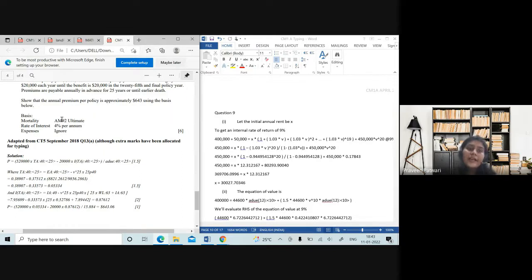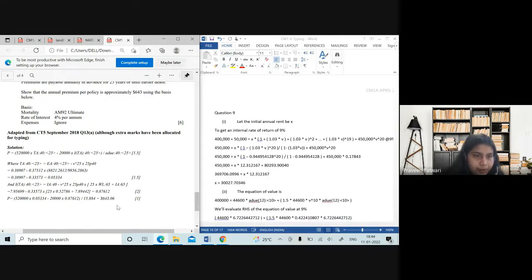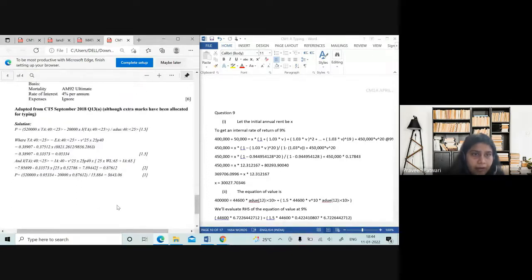So again, AM92 ultimate and 4% per annum. Since AM92 is such a common table, you can just write using AM92 table. You don't need to mention the page number. And for the 4%, of course, you have to write @4% everywhere. I can't see where they have written it, but because they have specified it, make sure that 4%, or whatever interest rate we are using, is mentioned with @. Okay.